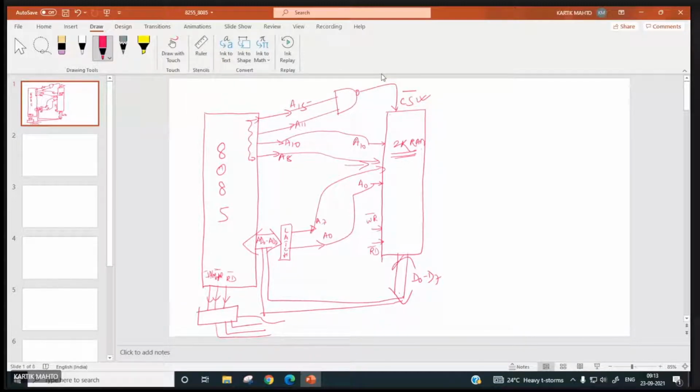Right? MEMR, memory read, MEMW, memory write, and IO read and IO write. These two pins sir was discussing yesterday. IO read and IO write will come, and they will go to read bar and write bar of 8255. Right? So up to this we discussed earlier. So this is related to memory interfacing.